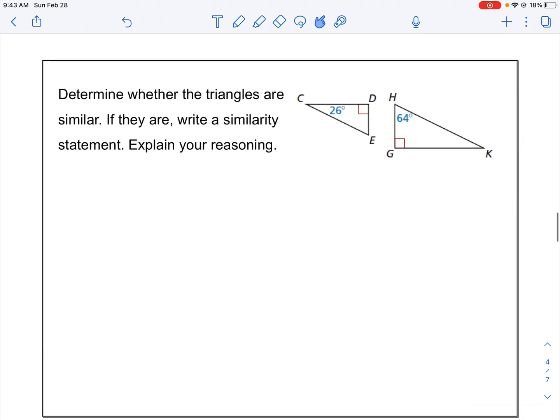So let's do this. All right, so it says determine if these are similar. Well, I don't know this one, so I could put an X, and I don't know this one, so I could put maybe a Y. I want to use a different letter because I'm not sure if those two are the same. But hey, now I know three of the angles, 26, 90, and X. So I can go 26 plus 90 plus X equals 180.